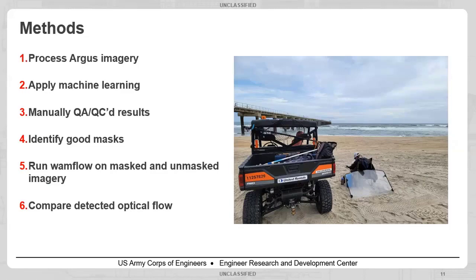Once we found the ones that were good quality and we could work with them, we then wanted to run the optical flow algorithm on both the unmasked and the masked imagery. So we can make a comparison on what the optical currents look like and how some of this filtering can better change our results and remove that bias. And then, of course, compare that detected flow right there.